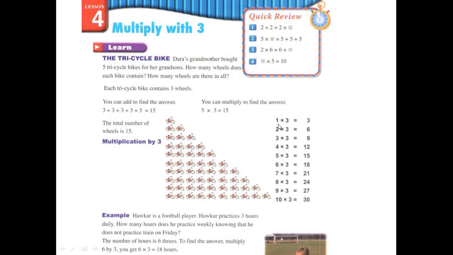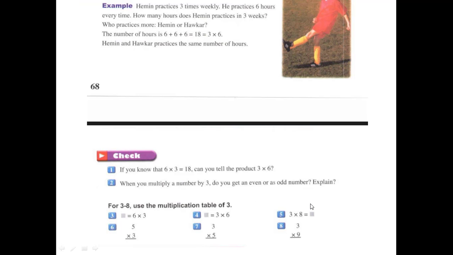Multiply with 3. 1 times 3, 3. 2 times 3, 6. 3 times 3, 9. 4 times 3, 12. 5 times 3, 15. 6 times 3, 18. 7 times 3, 21. 8 times 3, 24. 9 times 3, 27. 10 times 3, 30. Okay, guys?